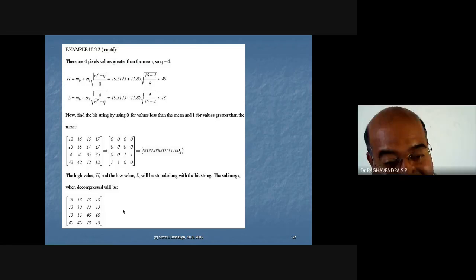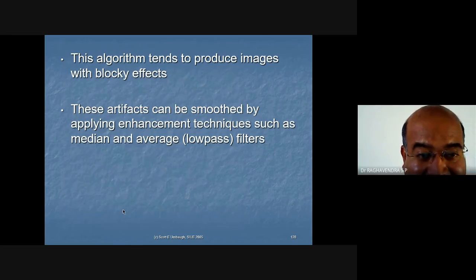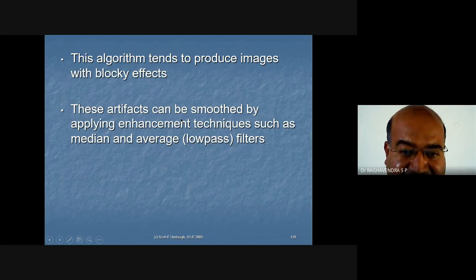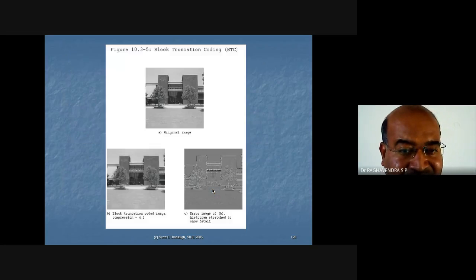This is how we can apply image compression using BTC code, block truncation coding. This algorithm tends to produce images with blocky effects, and the image becomes slightly blurred. These artifacts can be smoothed by using image enhancement, in particular low pass and average median filters.